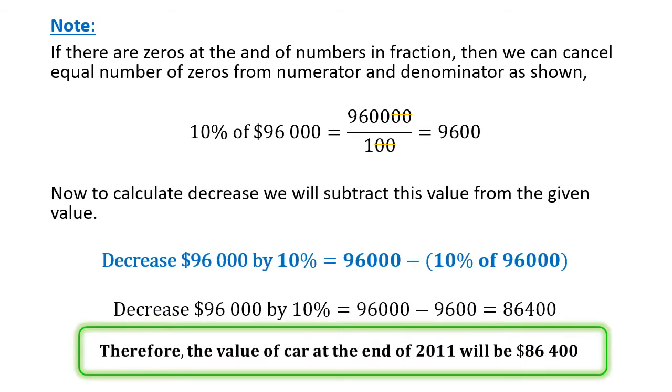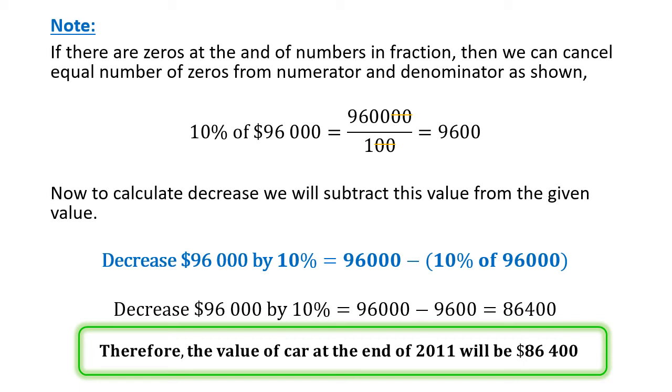Now simplify the fraction. If there are zeros at the end of numbers in the fraction, then we can cancel an equal number of zeros from the numerator and denominator as shown. After simplification we have 9,600, that is 10% of 96,000.